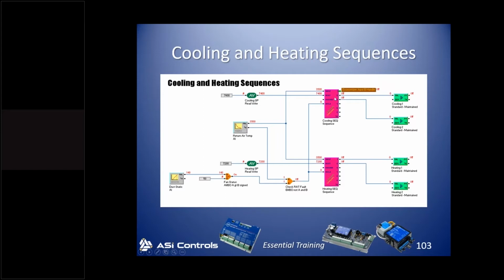On the cooling side, we're actually going to program it as if there were 3 stages of cooling. So stage 1 we'll reserve for the economizer if the outside conditions are good. And then the number 2 cooling sequence output will link to mechanical cooling 1. The stage 3 from the cooling sequence will link to mechanical cooling 2. And then for heating, we only need 2 stages. There's no equivalent of an economizer on the heating side.